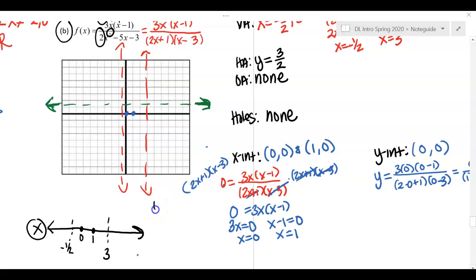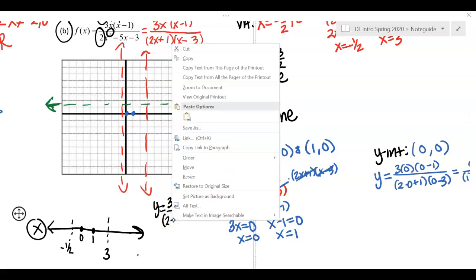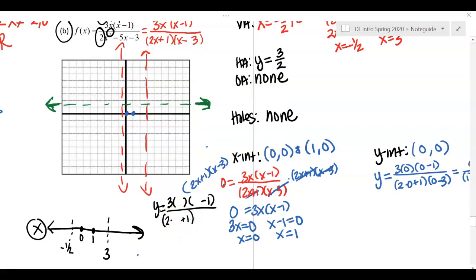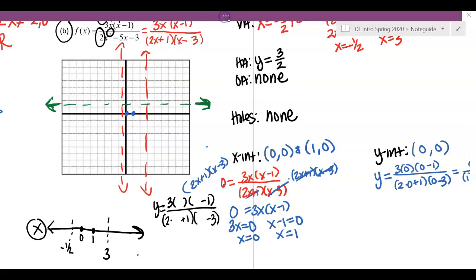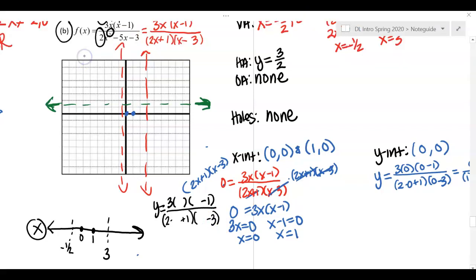Okay, and this time our equation is 3 times x times x minus 1, and then in the denominator, 2x plus 1 and then x minus 3. So I'm going to plug something in. I'm going to try something in this section, which would be an x value smaller than -1/2. So let's say I try -10. So I'm thinking about -10 being in all of these spots. And that gives me something that looks like, okay, remember the 3 will always be positive. This says -10, so that's negative. And -10 minus 1 is negative.